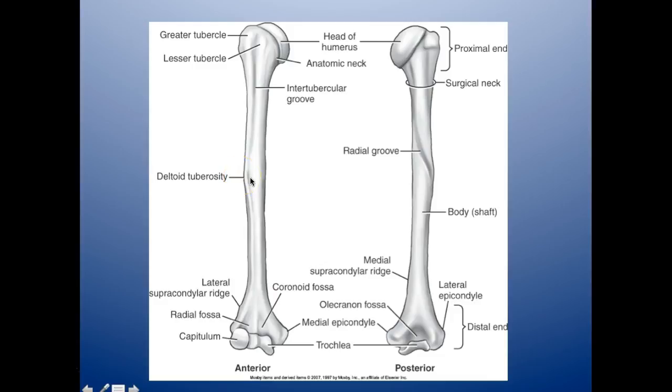When you're scanning an MRI or CT, you need to make sure you get all the way through that and see if there's any kind of tears. So we have the lesser tubercle, the greater tubercle, here's your anatomical neck, and the intertubercular groove.